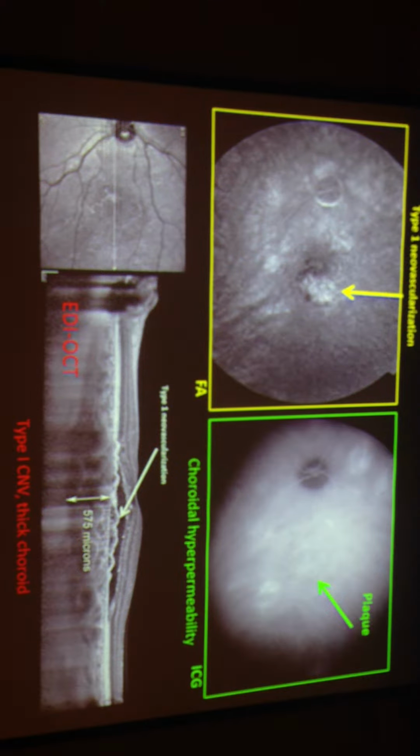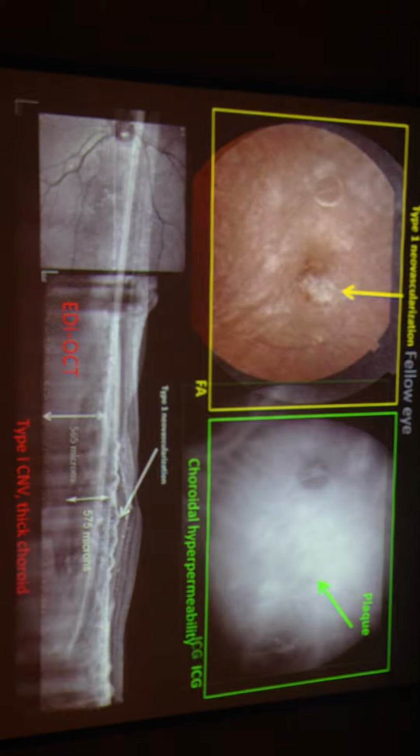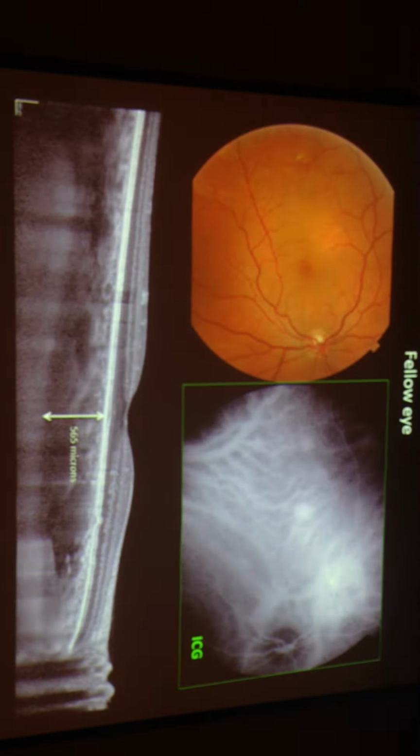When we do the FA, we see a type 1 neovascularization, and on ICG we see hyperpermeability as well as the plaque center. And the EDI OCT shows again type 1 CNV with very thickened choroid, dilated choroidal vessels. So this type 1 neovascularization is what we call a pachychoroid neovascularization. In the fellow eye, you see there is minimal evidence of any changes except maybe a small RPE change over here corresponding to this small RPE change here. And there is a thickened choroid and dilated choroidal vessels.